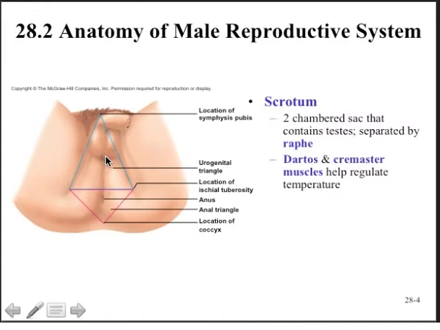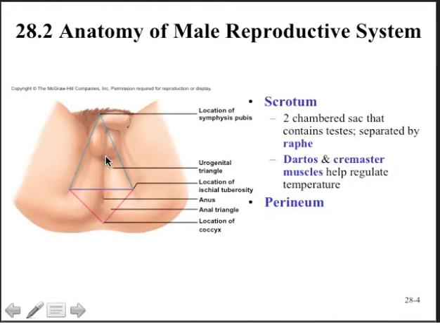The dartos and cremaster muscles regulate the temperature of the testes. When temperatures rise in the environment, the testes will tend to drop away from the body in order to cool them. As the temperatures outside cool, the testes tend to rise up closer to the body in order to warm the testes. The purpose, again, is to maintain the optimal temperature for sperm production so that the male has maximum fertility.